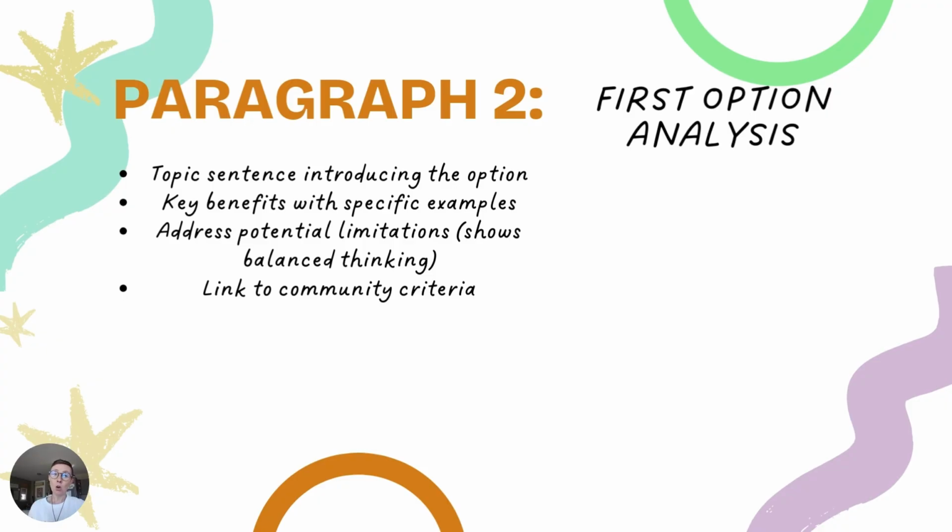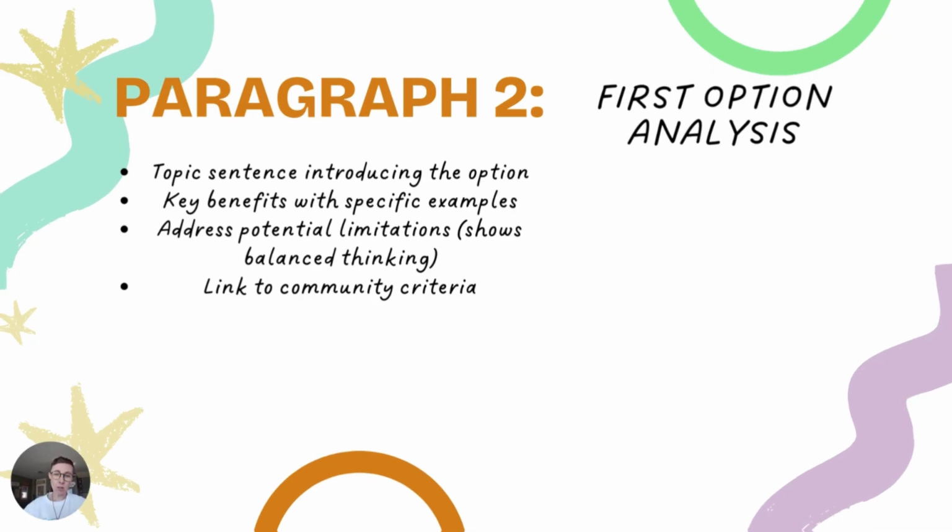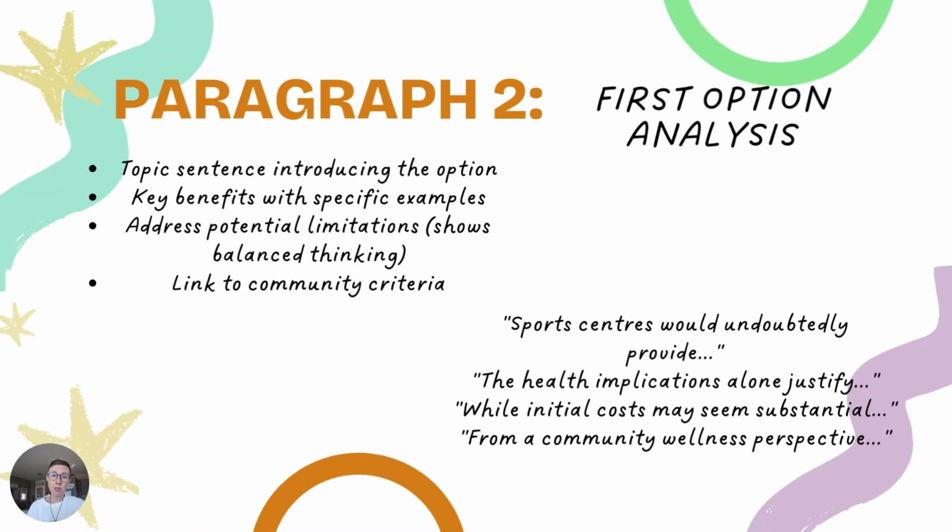So now we've got that introduction done, we can move on to paragraph 1, which is your first option analysis. So you want to take sports centres in this case and present the key benefits given specific examples, address any potential limitations. So this shows balanced thinking. I've looked at both sides of sports centres and I've decided this. And also link it to the community criteria, because the question is asking you which of these should get funding to benefit the community.